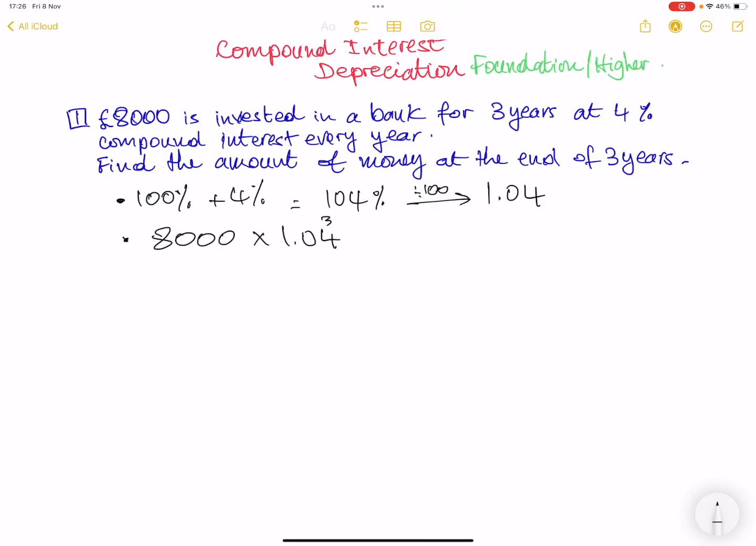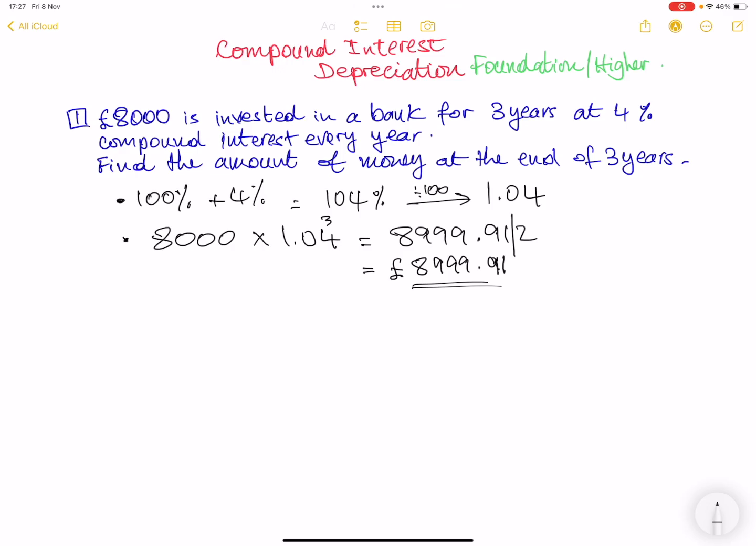And that 3 represents the number of years. Okay? So the answer will be 8,999.912. Because this is a money question, you have to make sure you write it in the correct money notation. So you have to say 8,999.91. You have to round down because the 2 is less than 5. So that's the correct answer, yeah?